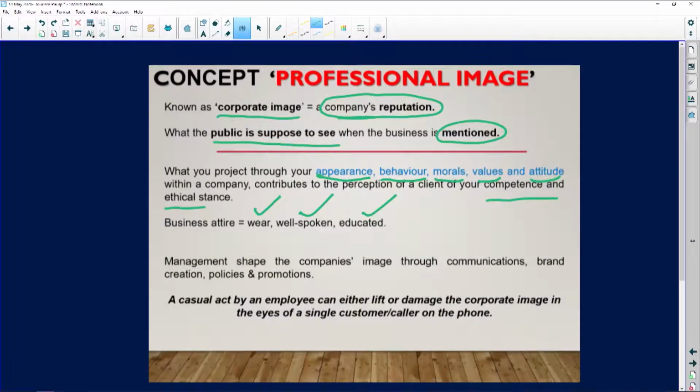So, guys, very important. They say that management, and this is our key aspect, management shape the company's image. In other words, through the way a manager communicates with his workers and tells his workers and trains his workers to communicate with customers, he will set an example of how to actually have a great image for his company.